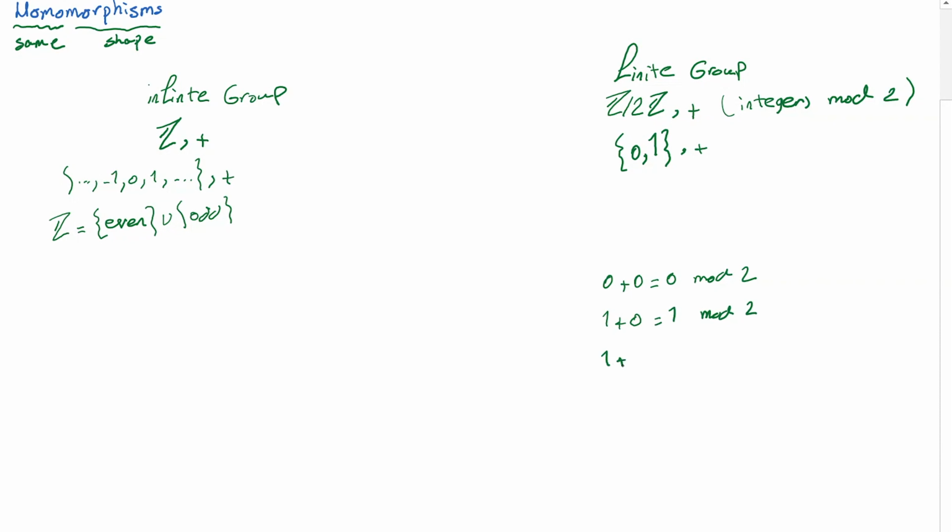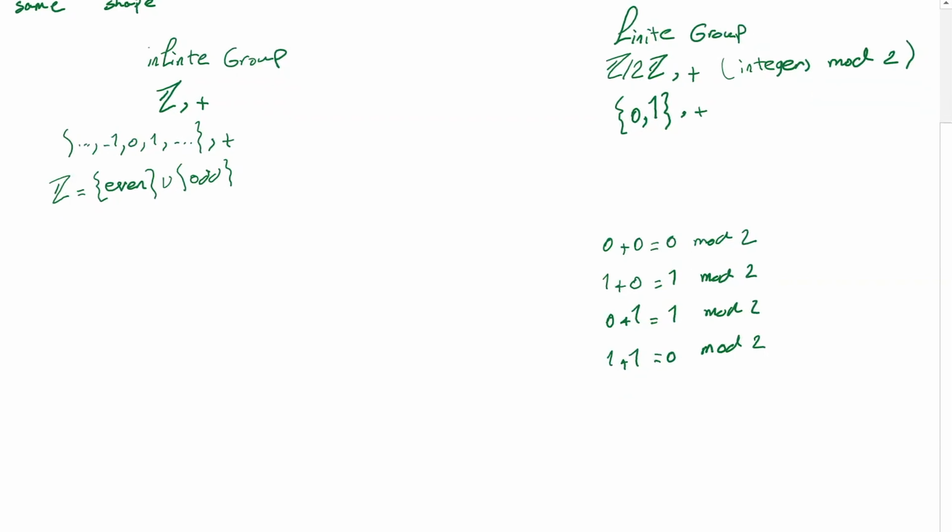If I take 0 plus 1, again I get 1 mod 2. And if I take 1 and add it to itself, then the remainder to 2 would be 0, right? So this is the entire operation that I have in this finite group.